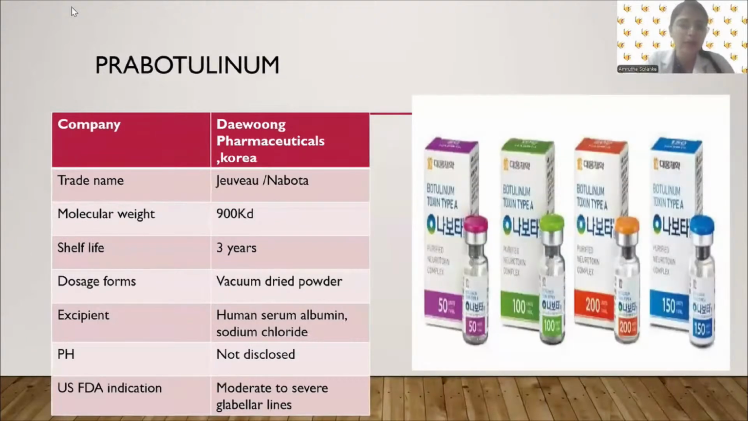Coming to prabotulinum toxin by company Daewoong Pharmaceutical Korea. The trade name is Jeuveau and Nabota. Molecular weight is 900 kDa. Shelf life is 3 years. Dosage form is vacuum dried powder. Excipient is human serum albumin, sodium chloride. pH is not disclosed and US FDA indication is moderate to severe glabellar lines. It is available as 50, 100, 150 and 200 units per vial.